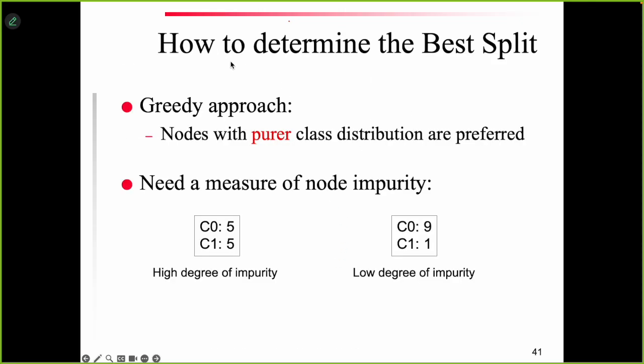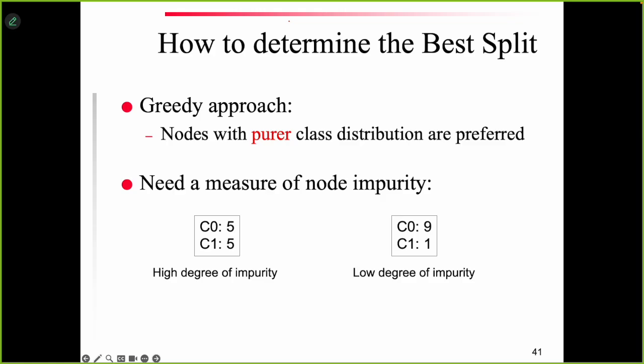So how to determine the best split? A decision tree, as I said, uses a greedy approach. At each node, we make a local decision. We choose the split that looks best right now, and we prefer nodes that have a purer class distribution. So how do we measure that? We have to measure impurity, for which we use entropy.